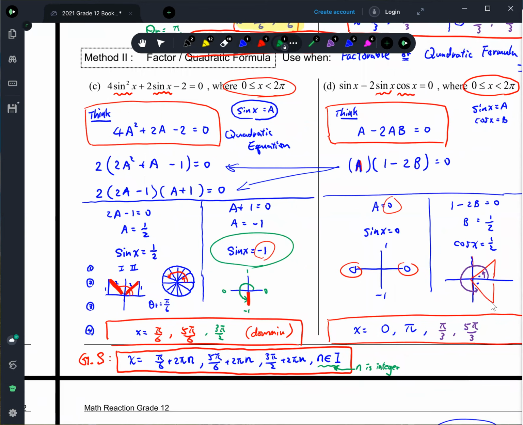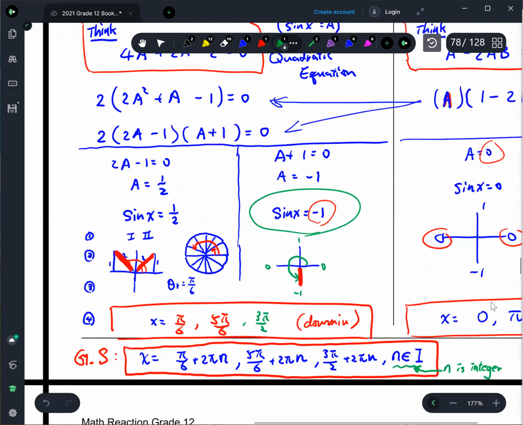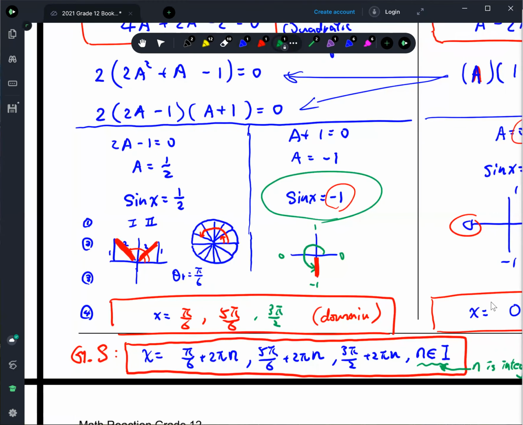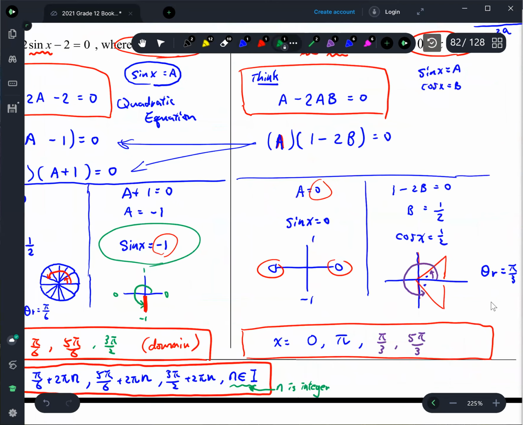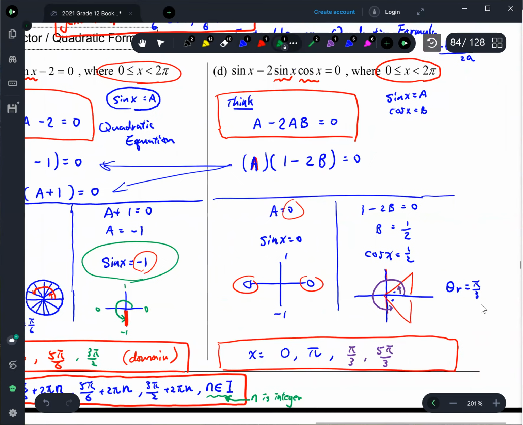Okay, so looks like if you have 3 answers in the domain, then you would have 3 general solutions, right? Each one of them, you add the 2 pi and you get the general solution. If you look at the next question, question D, how many general solutions do you think we will have?